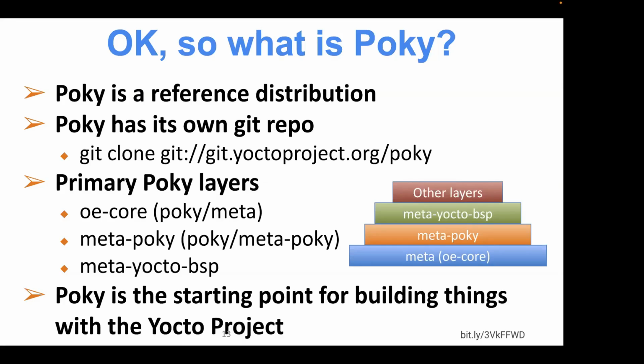Because Yocto Project is a way of putting together your own Linux distribution, there needs to be an example starting point showing you what is possible. Poky is that example starting point to give people a way of building what you actually want to build. This is why when you clone the Yocto Project, what you're actually cloning is Poky.